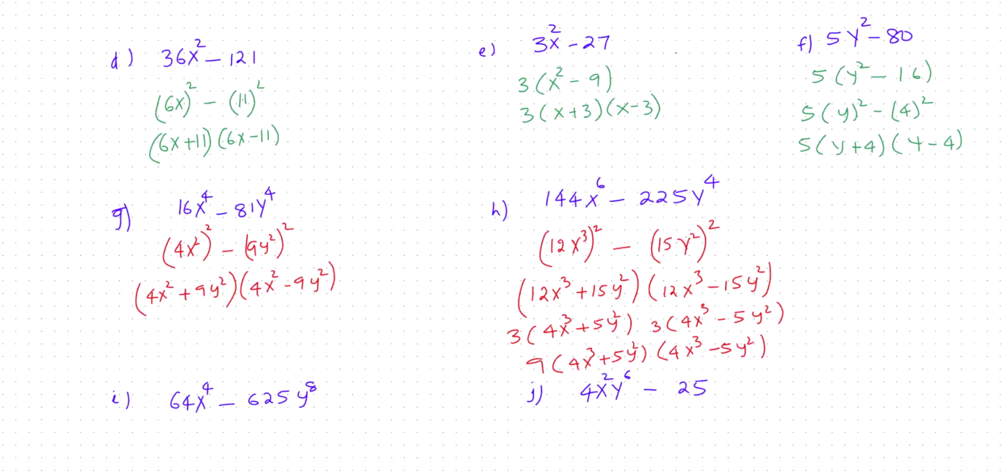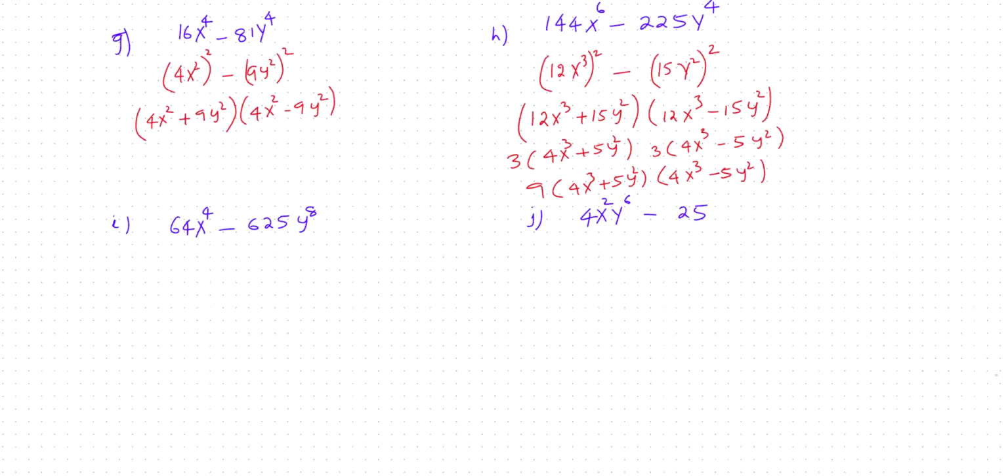Okay, so two more questions we have here. 64x to the power 4. So we can write 8 times 8 is 64. The (8x²) minus 625 is 25 y to the power 4 squared. The 25 times 25, 625. y to the power 4 times 2, 4 times 2 becomes 8. Now difference of square formula. So a plus b means 8x² plus 25y to the power 4. And this becomes 8x² minus 25y to the power 4.